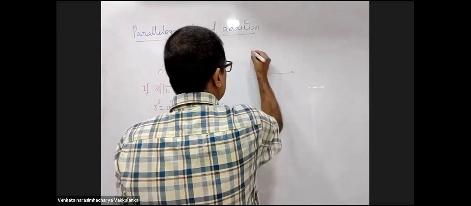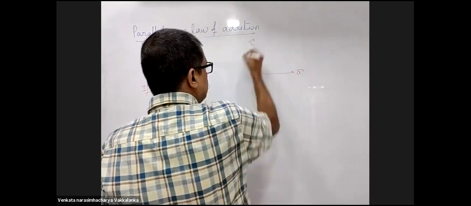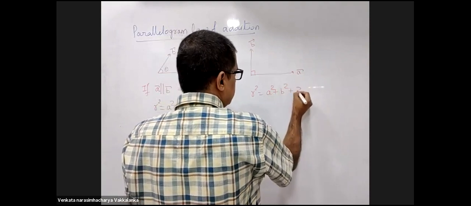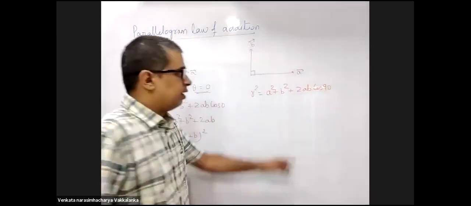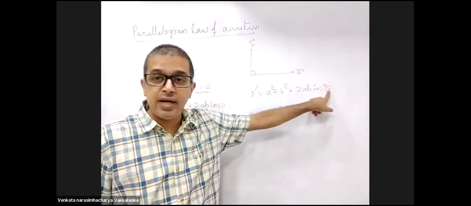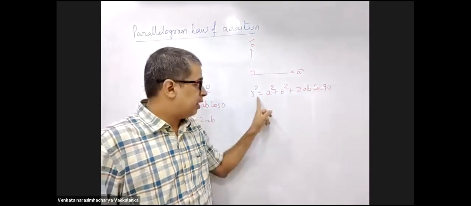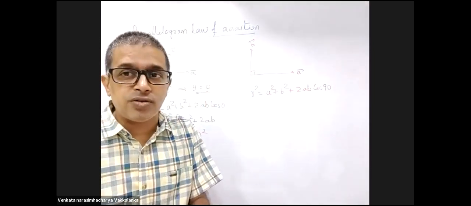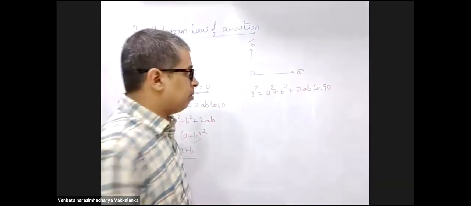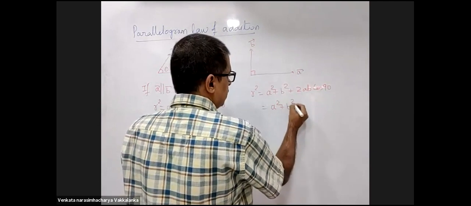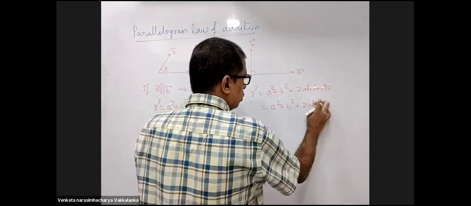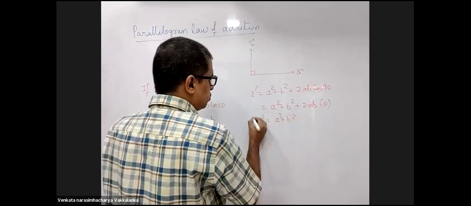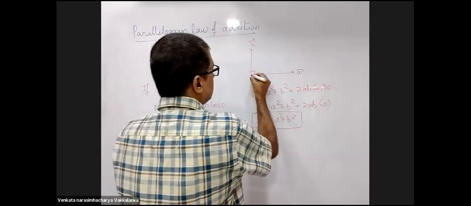What if two vectors are perpendicular? A and B. R square is A square plus B square plus 2AB cos 90. In this formula of R square, theta is the angle between A and B. A square plus B square plus 2AB cos theta. Theta is the angle between A and B. A square plus B square plus 2AB cos 90 is how much? 0. A square plus B square is R square.